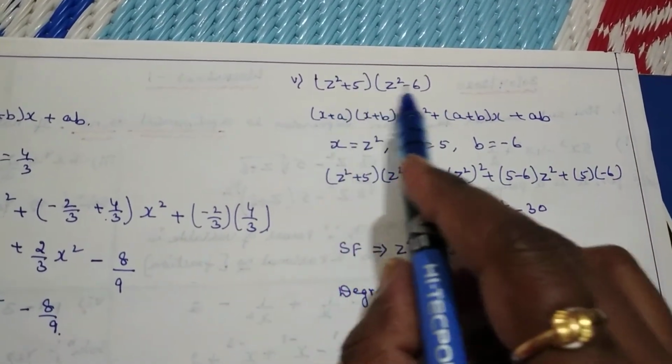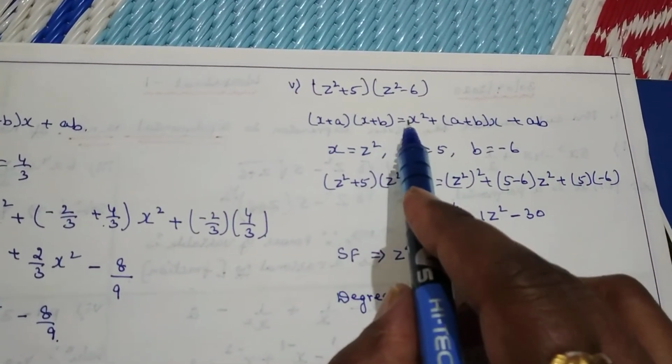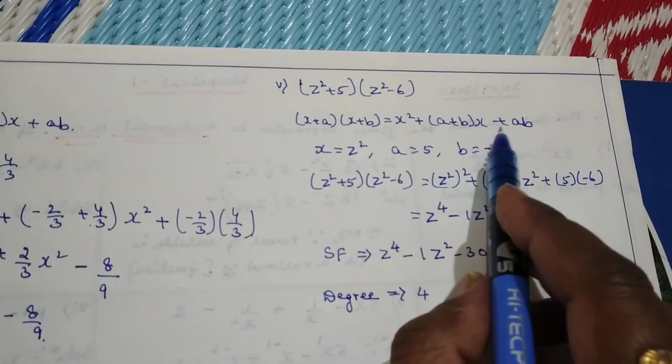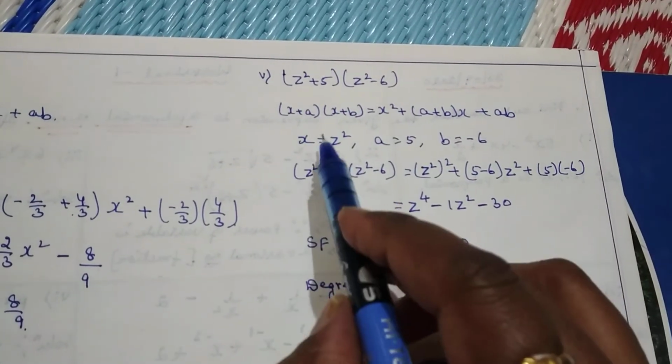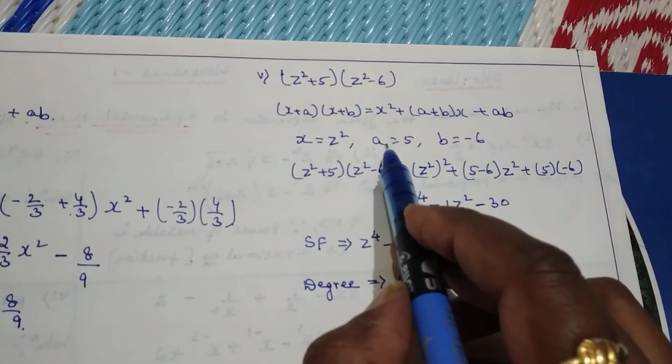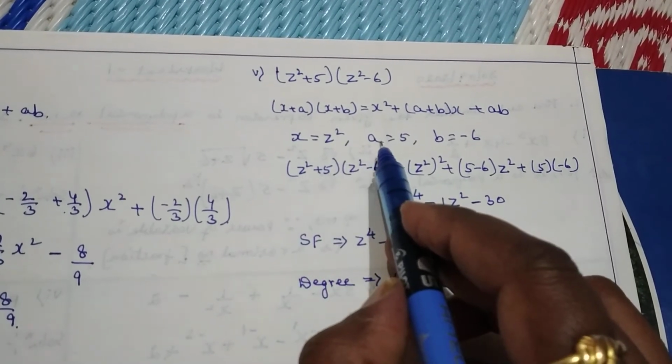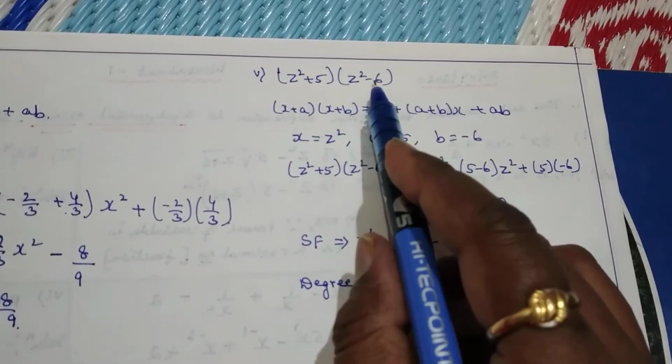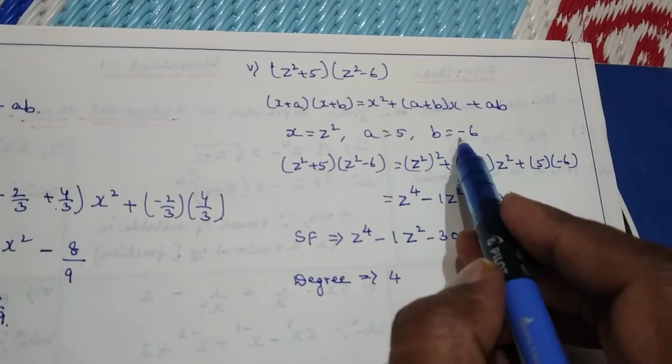So moving to the fifth question, (z square plus 5)(z square minus 6). Again it is in the form of (x + a)(x + b) equal to x square + (a + b)x + ab. Comparing, the value of x is nothing but z square, the a value is 5 and the b value is, since they are in opposite sign, therefore minus 6.